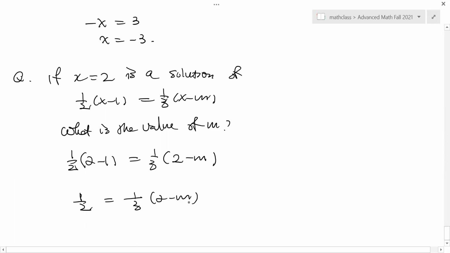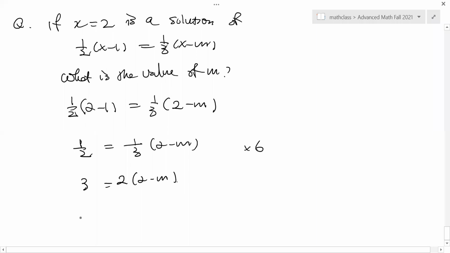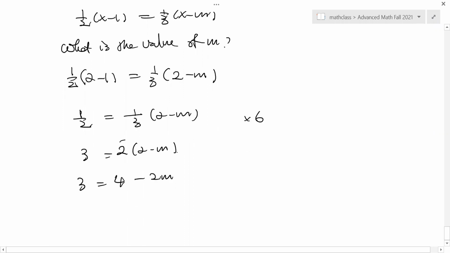So you get another linear equation in m, right? So now you multiply both sides by 6. 6 over 2 is 3. 6 over 3 is 2. All right. So now it equals this. 2 times 2 is 4. 2 times m is 2m. Then it's easy to see, right? I can move 4 to the left-hand side. That's 3 minus 4 equals negative 2m. Negative 1 equals negative 2m. m is going to be 1/2.